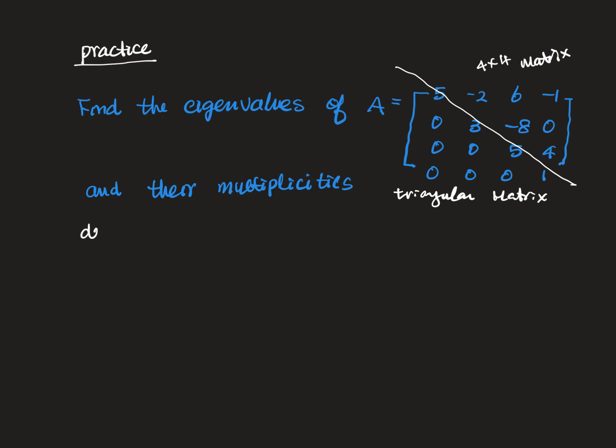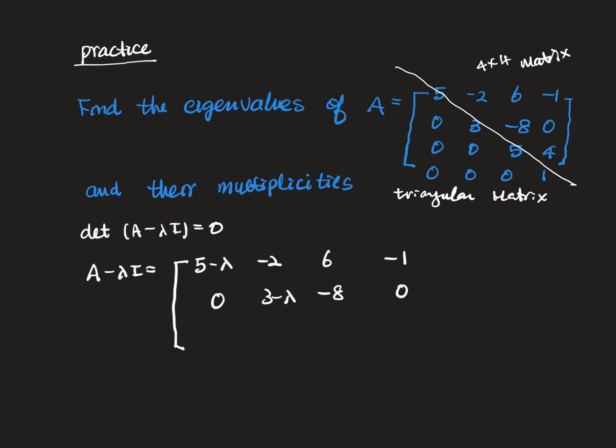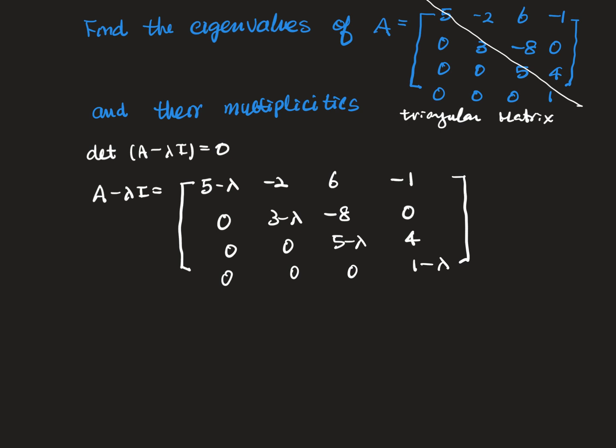So let's find the determinant of A minus lambda I. We want to find the characteristic polynomial, the characteristic equation, first. Let's calculate A minus lambda I first. This is going to be 5 minus lambda, negative 2, 6, negative 1; 0, 3 minus lambda, negative 8, 0; 0, 0, 5 minus lambda, 4; 0, 0, 0, 1 minus lambda. That's the matrix of A minus lambda I.